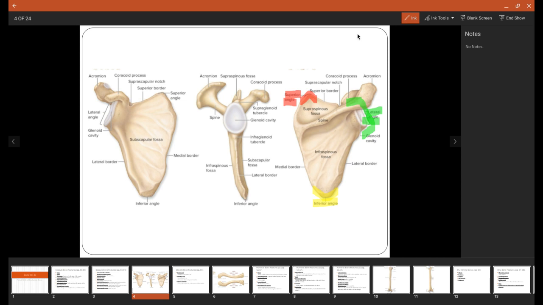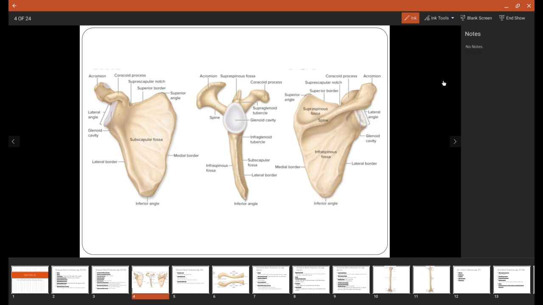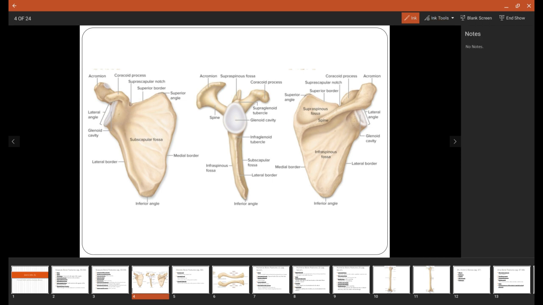Now we also need to work on the fossae. So looking at the posterior side still, we can only see two of our fossae. So our first one is the infraspinous fossa. So starting with the spine here, this shallow depression underneath, that is the infraspinous fossa. So it's this whole thing, this whole indention. Whereas the supraspinous fossa is going to be above the spine. So it will be this shallow depression.